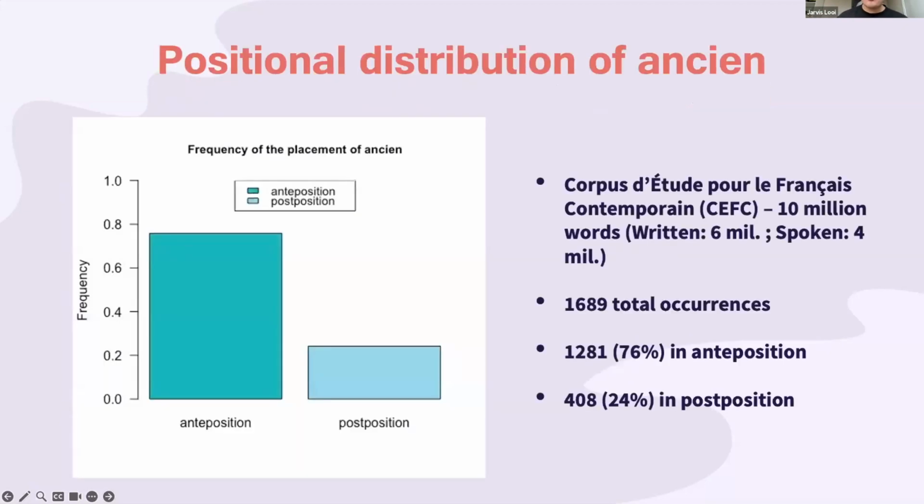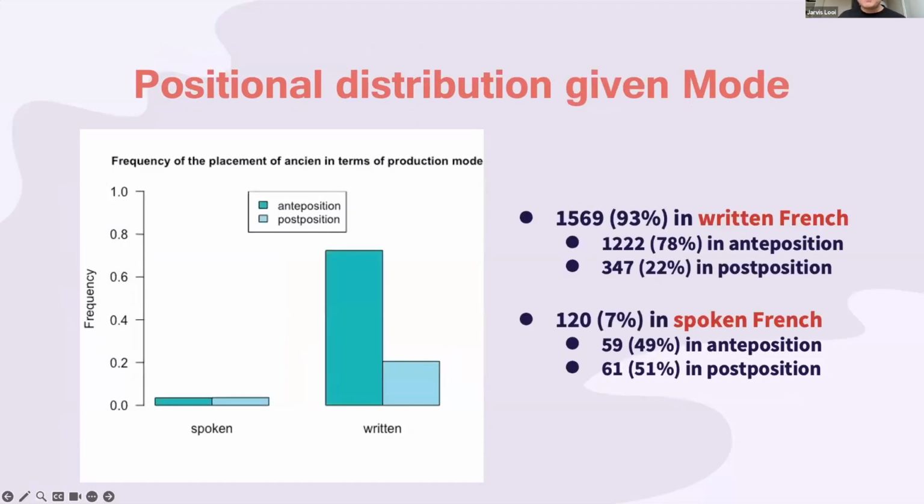Now let's quickly take a look at why ancien is complicated. In the corpus, ancien appears around 1,700 times, and 76% appear before the noun and 24% after the noun. So we can safely say that ancien prefers the anteposition. But what if we consider the production mode? We see immediately that we don't use ancien a lot in spoken French, accounting for only 7% of the total occurrences. In spoken French, the distribution between the two positions is 50-50. On the other hand, in written French, 78% are in anteposition.